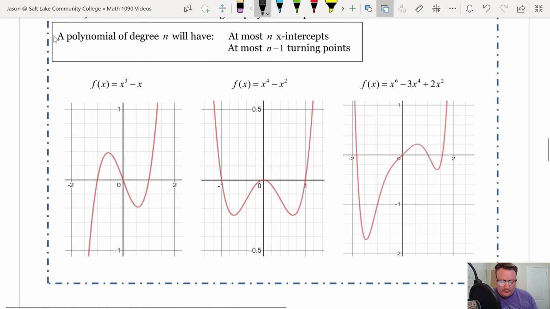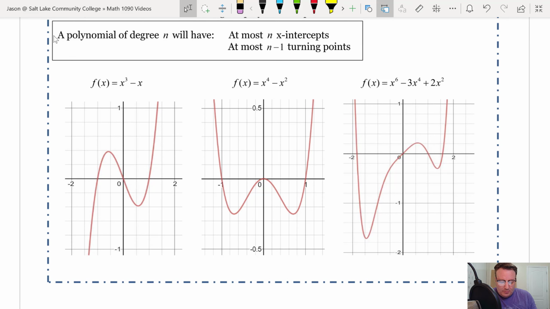So here we go. The first polynomial graphed below is f of x equals x cubed minus x. This is a degree 3 polynomial, so it can have at most 3 x-intercepts, and indeed it does have 3 x-intercepts. One right here, one here, and one here. And notice the graph goes through the origin, so our y-intercept also coincides with an x-intercept. That can happen.